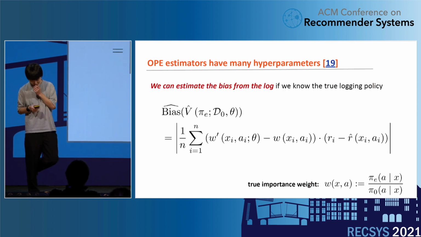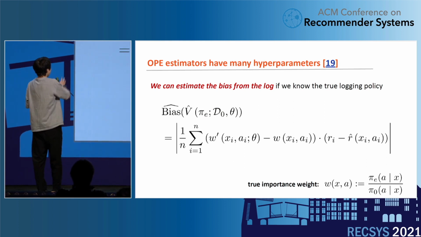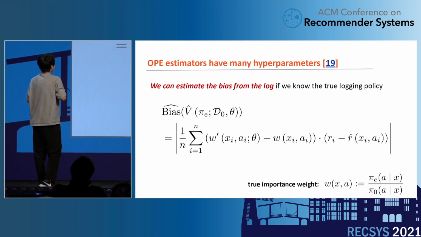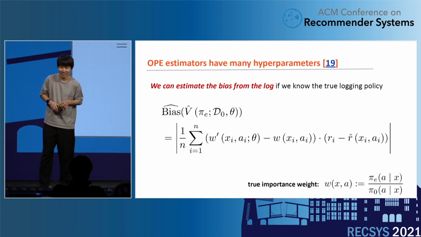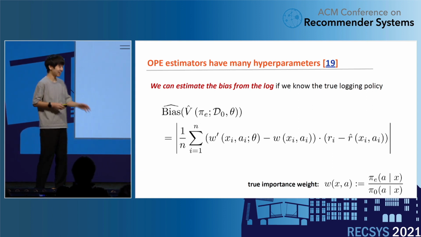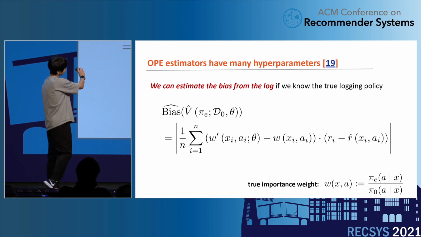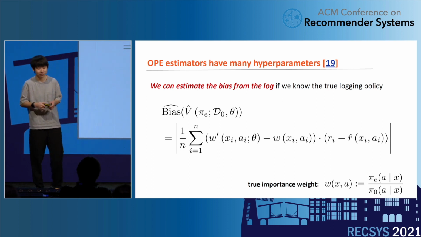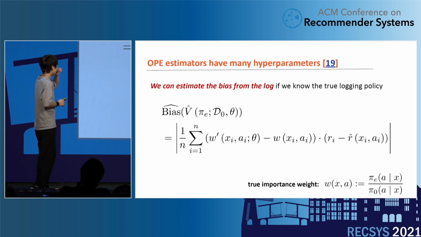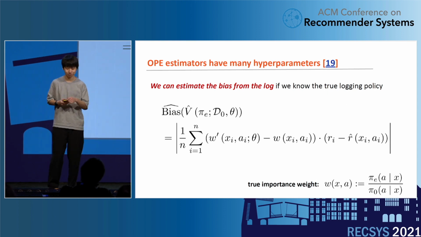But there's a great trick: we can somehow estimate the bias of the policy estimator from the log data if we know the true logging policy. I think it's difficult to derive this bias estimator from scratch in this tutorial. But if you're interested, please look at the paper. I think it's not too difficult. It just takes a few hours to understand what's going on. So let me just introduce the resulting bias estimator and its important components.